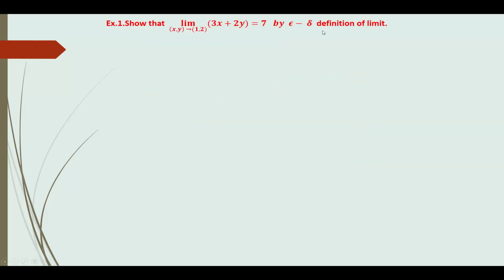Example 1. Show that the limit as (x, y) tends to (1, 2) of 3x plus 2y equals 7 by the epsilon delta definition of limit. Here, given (x, y) tends to (1, 2), assume that mod of x minus 1 is less than delta and mod of y minus 2 is also less than delta. Now find the difference 3x plus 2y minus 7.